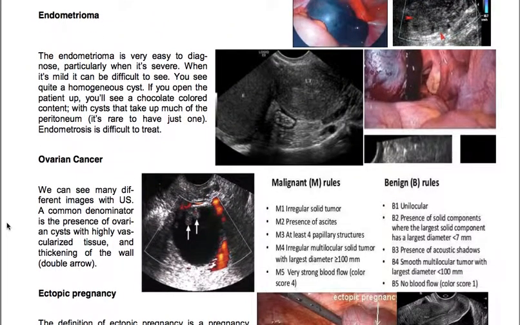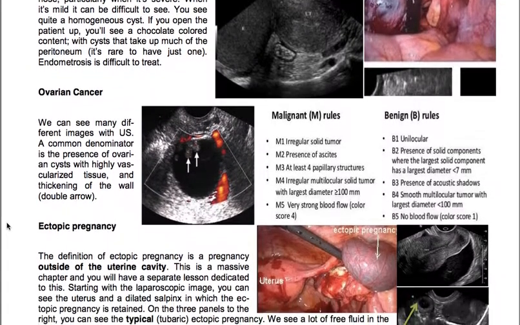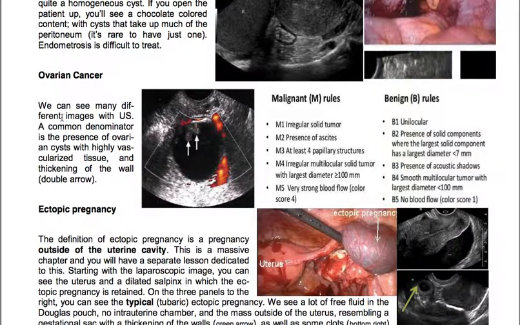Endometriosis is difficult to treat. You can have ovarian cancer, where we can see many different images with ultrasound. A common denominator is the presence of ovarian cysts with highly vascularized tissue and thickening of the wall.